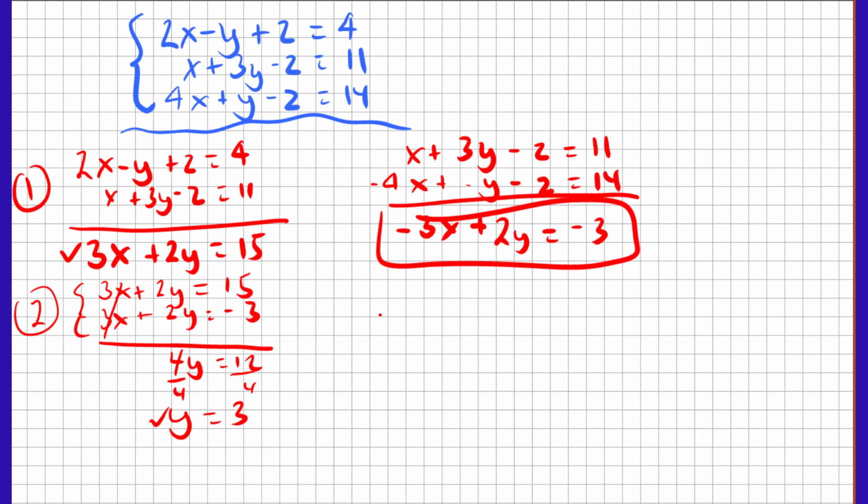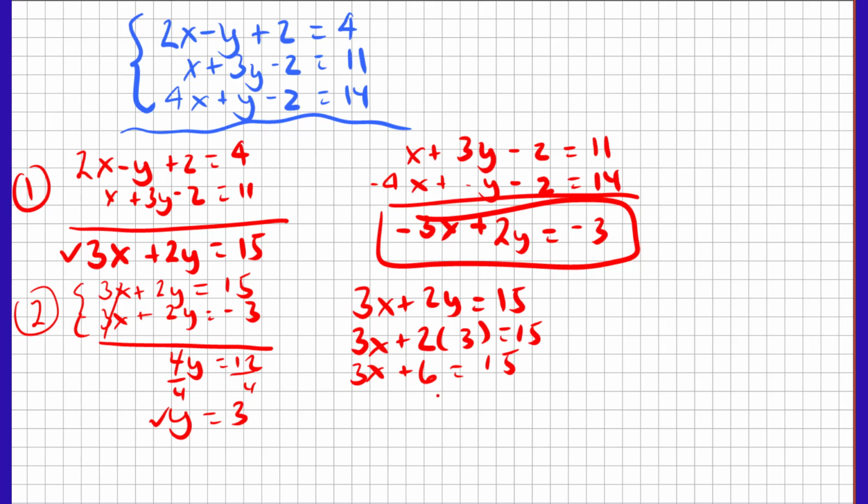Still on step 2, so we're going to substitute it in. So we've got 3x plus 2y equal 15. Now let's substitute. We've got 3x plus 2 times 3 equal 15. We've got 3x plus 6 equal 15.